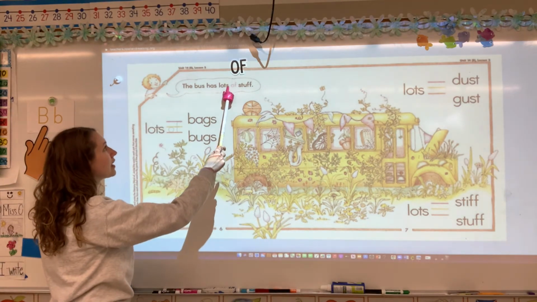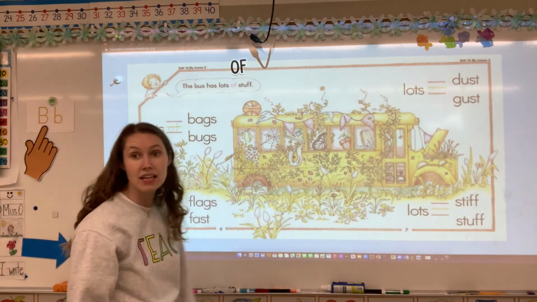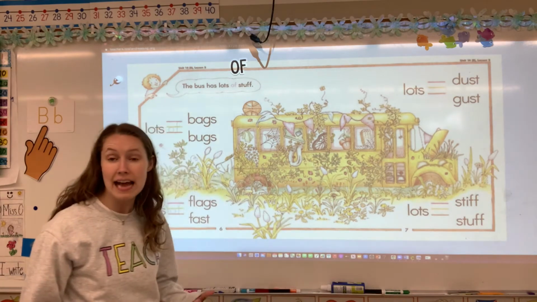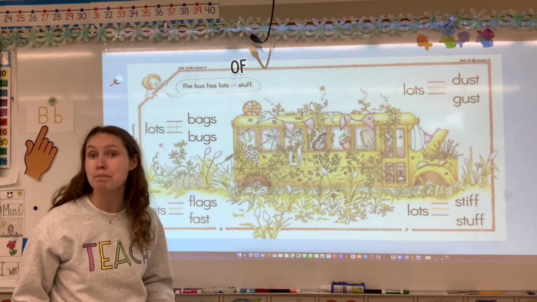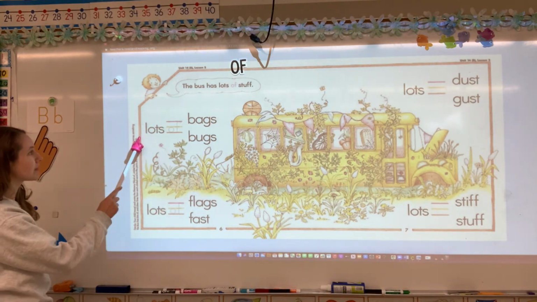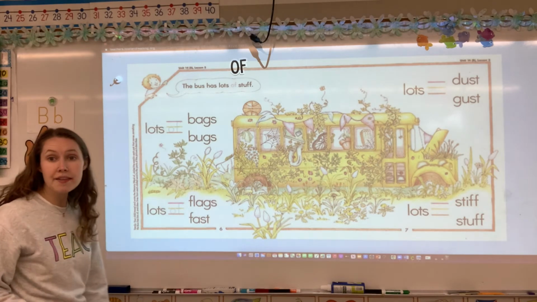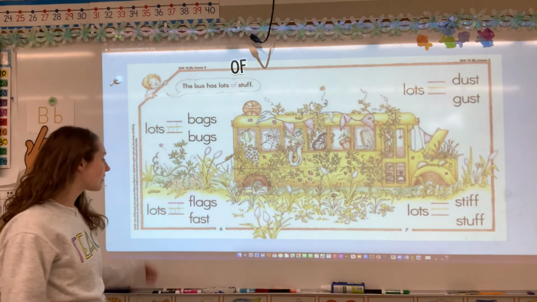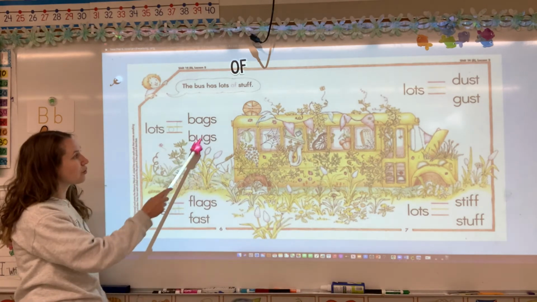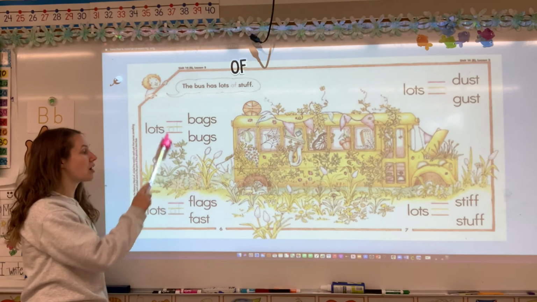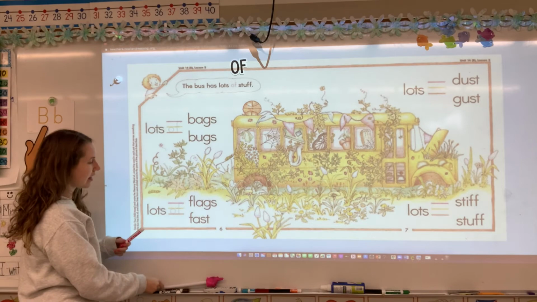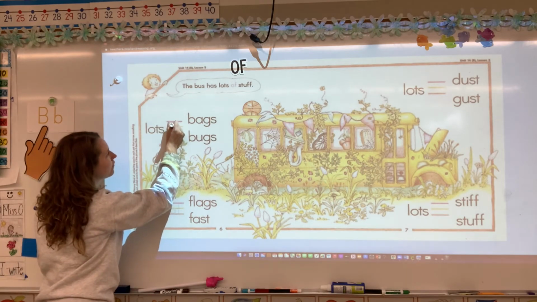Now notice that letter S at the end of lots. That's saying there's more than one. There's lots of it. So if we add an S to the end of our words, remember we make it plural. Plural means more than one. So let's look at our first sentence here. On these pages, we're going to be looking at some of the different things on this bus, and we're going to be looking at the words, and we need to write our memory word of on the lines here. So first it says lots, and then I'm going to write my memory word of.